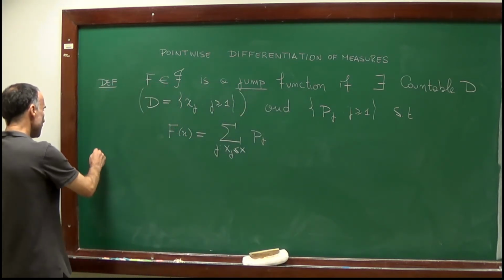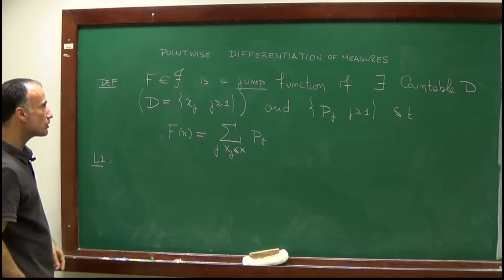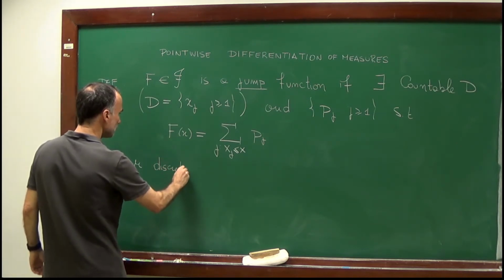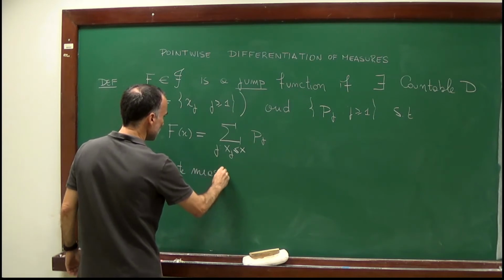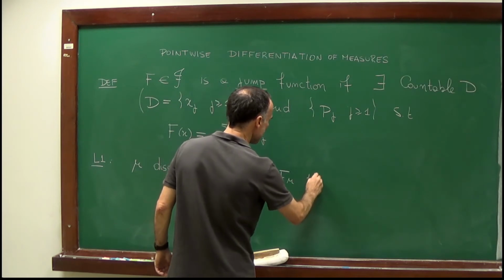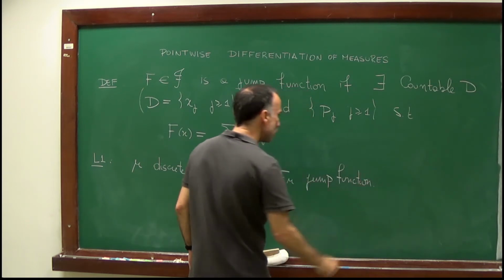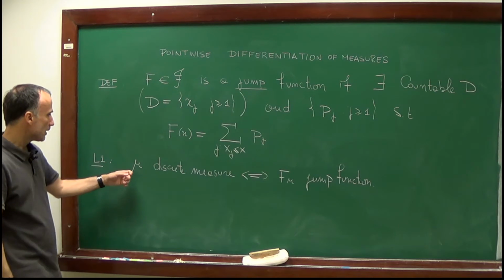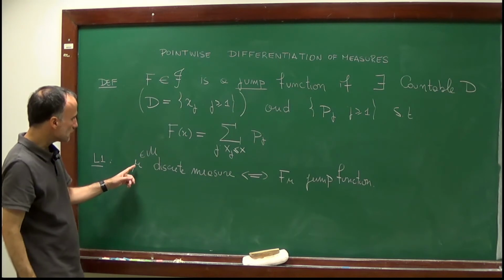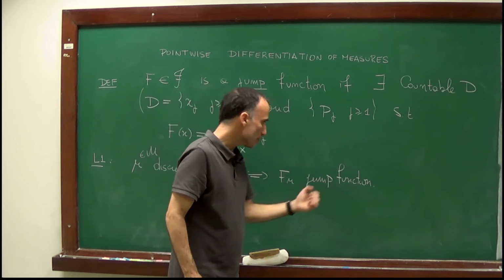So now let me state and prove the first lemma. The first lemma tells you that you have a one-to-one relation between mu, which is a discrete measure, and f of mu, which is a jump function. So what this lemma tells you is the following. Let's consider mu in M, and let's assume that this measure mu is a discrete measure. Define f mu, then I claim that f mu is a jump function.